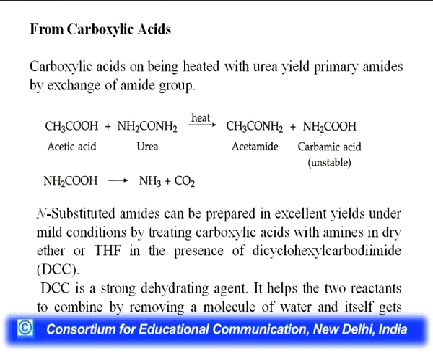Now, carboxylic acid on being heated with urea yields primary amides by exchange of amide group. Acetic acid will give you acetamide.